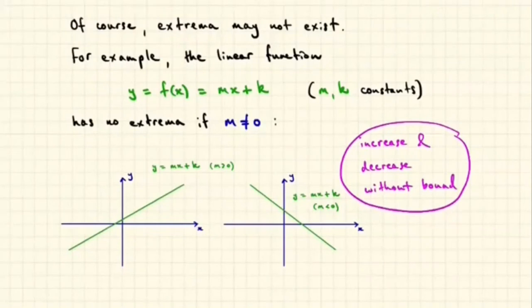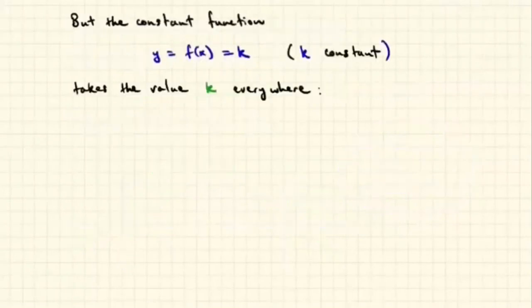However, by contrast, any linear function with slope 0, that is a constant function, y equals k, has only one value. So that constant k becomes simultaneously both a global maximum and minimum value of the function.